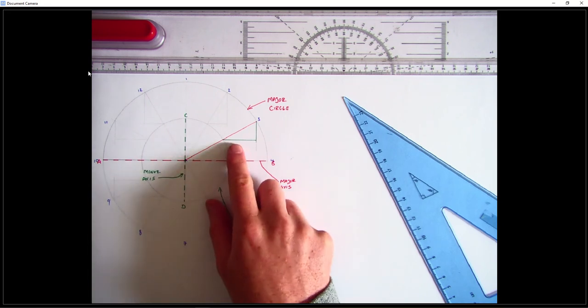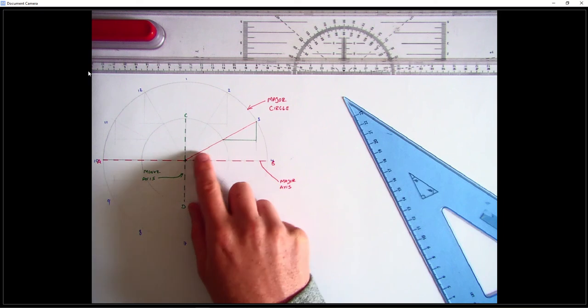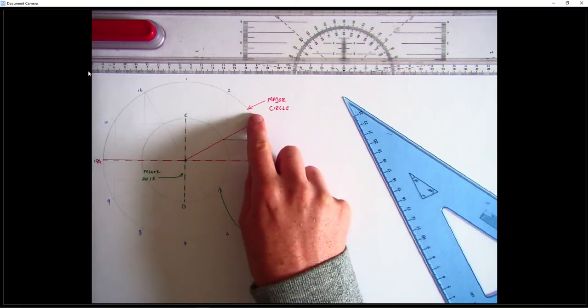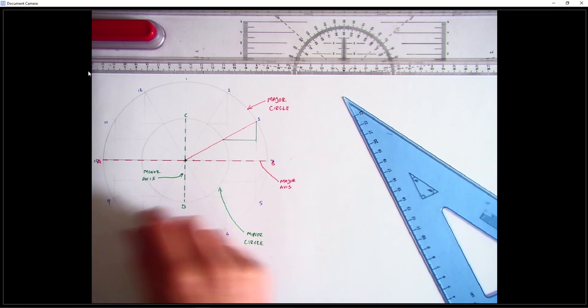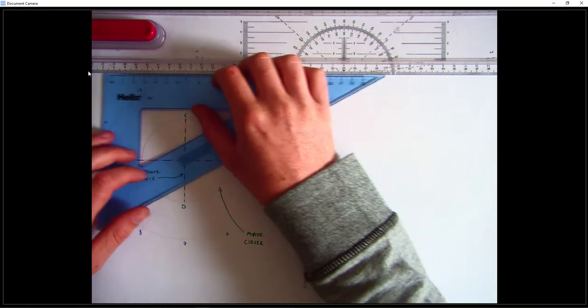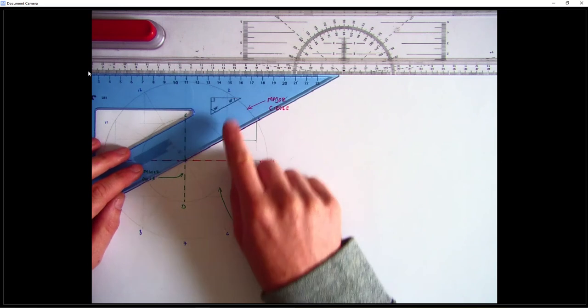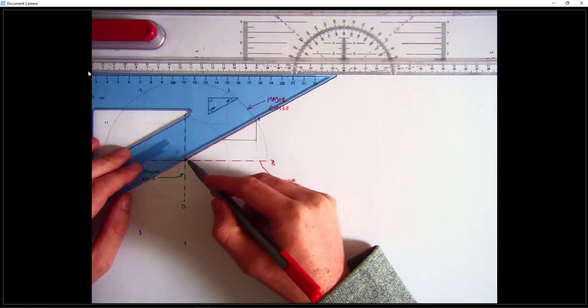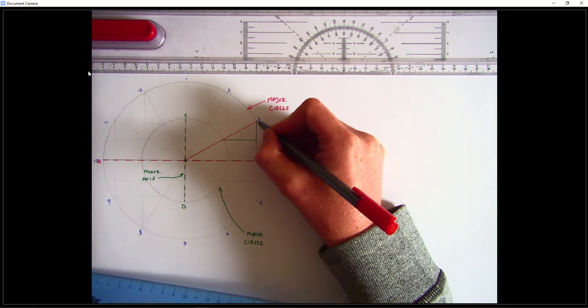draw a series of lines from where these lines intersect both my major and minor circle. So I'm going to take this line here for an example. I drew this out from the center point. It was at 30 degrees, so 30 degrees from the center point. I drew it out until it intersected my major circle. So I got this point here.